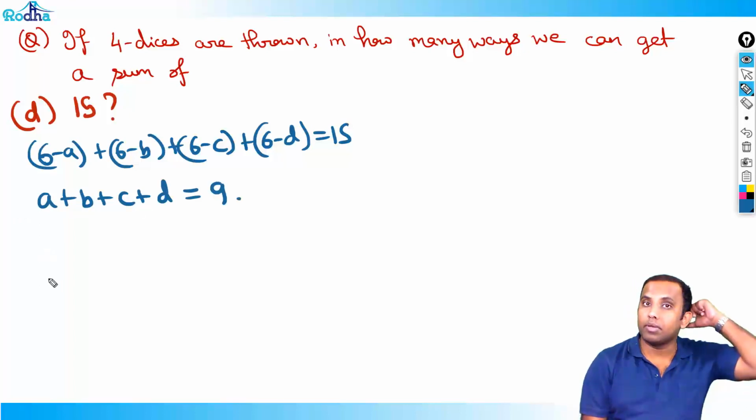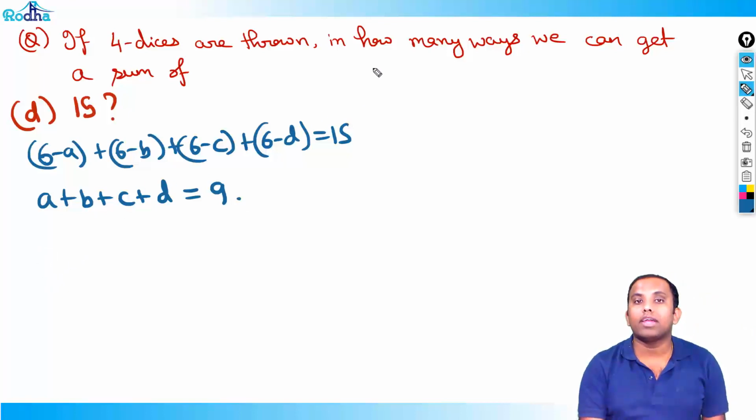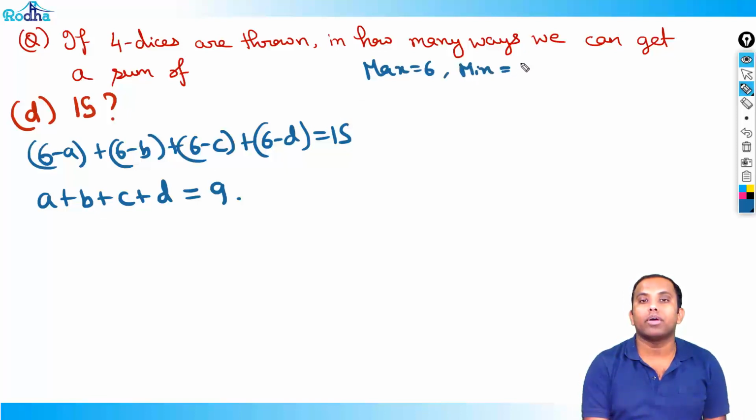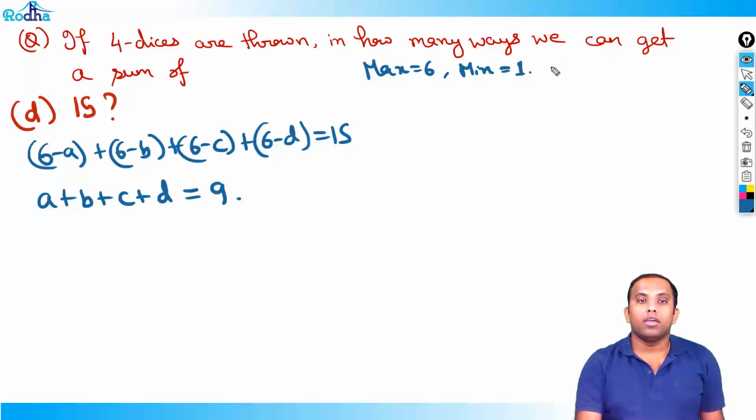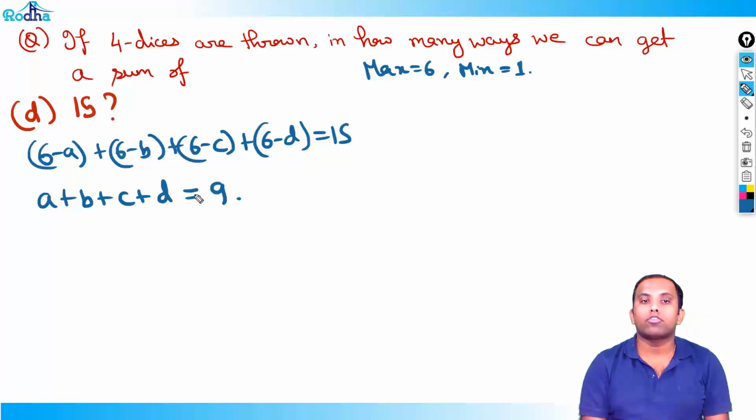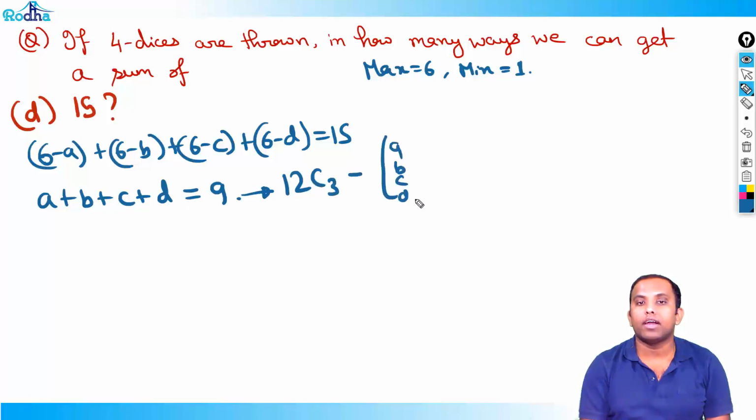Now the issue will come here in this case, because again the same thing, the maximum value on a dice cannot exceed 6. Okay, so the maximum value on a dice is 6, the minimum value on a dice is 1, right? So in this case, A plus B plus C plus D equal to 9. So to subtract, I write the total number of solutions as 9 plus 3, 12C3, and to subtract all the cases where A, B, C, D values are greater than or equal to which value?